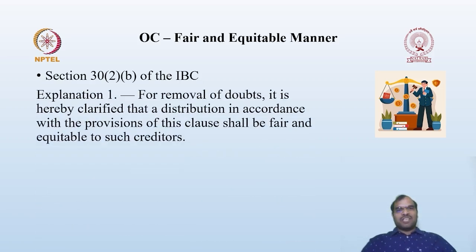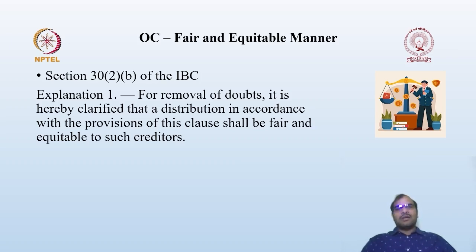If you observe this section, an explanation is there. It is not in the main section but in Explanation 1, which clarifies that, for the removal of doubts, a distribution in accordance with the provisions of this clause shall be fair and equitable.